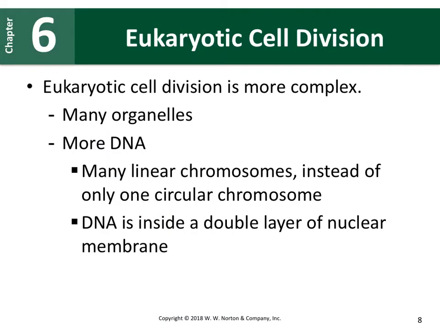But eukaryotic cell division is a lot more complex, obviously, because remember the eukaryotic cell, it's got a nucleus, it's got ribosomes, it's got mitochondria, some have chloroplasts, it has all these other things like rough ER, Golgi apparatus, all this kind of stuff that has to be duplicated. Furthermore, eukaryotic cells have linear chromosomes. They're not circular.